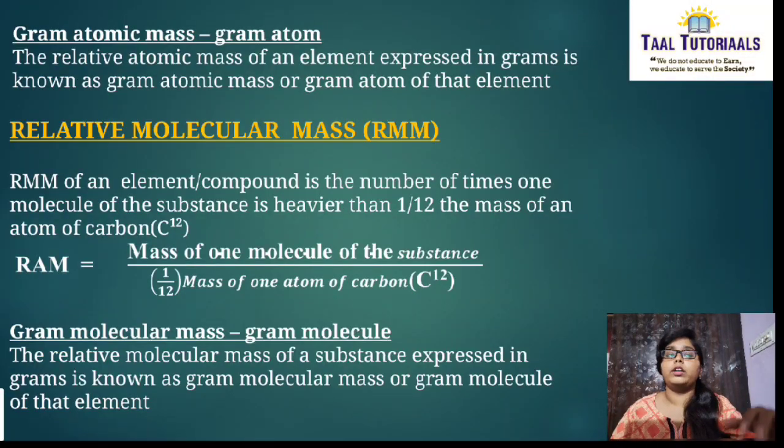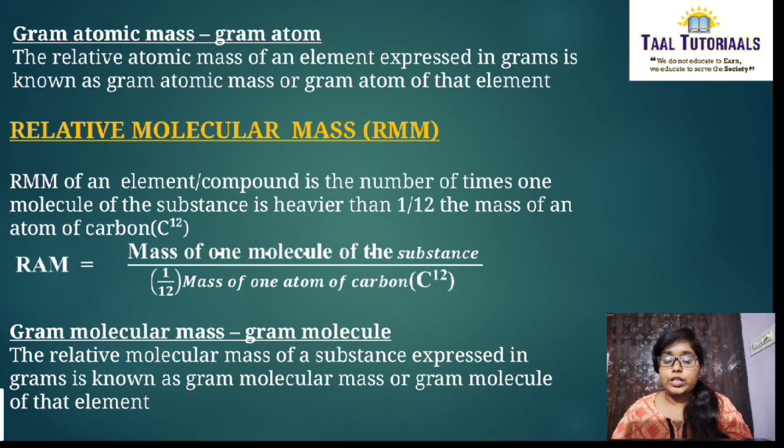Okay. Next, now coming to gram atomic mass, also known as gram atom. See here, the relative atomic mass of an element is expressed in grams. You are just expressing it in the unit of grams, and that is known as gram atomic mass or gram atom of the element. Okay, the relative atomic mass expressed in gram is known as gram atomic mass.